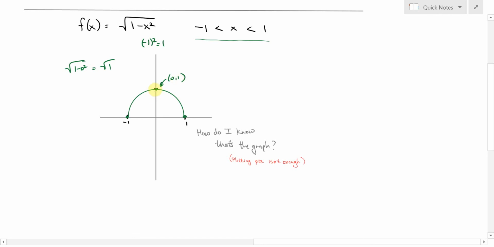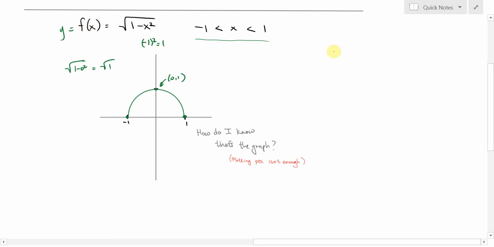But how do I know it kind of curves out this way? How do I know it doesn't have a sharp peak? How do I know it doesn't do something silly like this? Well, you're going to have to either plot a whole lot of points, which is something I would certainly not want to do and waste time on, or you could just notice that, let me call f of x y.